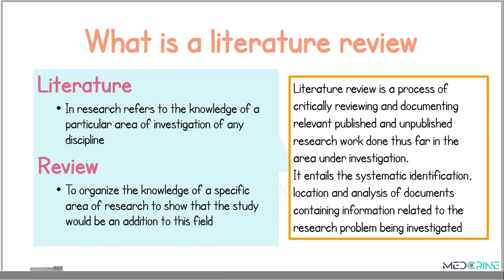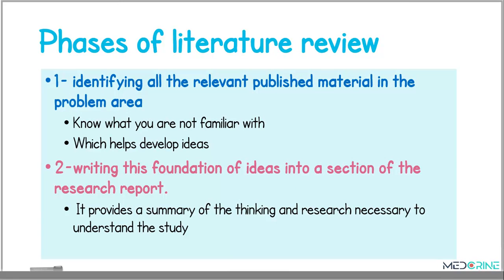It entails the systematic identification, location, and analysis of documents containing information related to the research problem that is being investigated. We have two phases of literature review. First is the identification of all the relevant published material in the problem area. This helps you know what you're not familiar with and helps you develop ideas. After this, we write the foundation of ideas into a section of the research report. This is to help us provide a summary of the thinking and research that is necessary to understand the study.